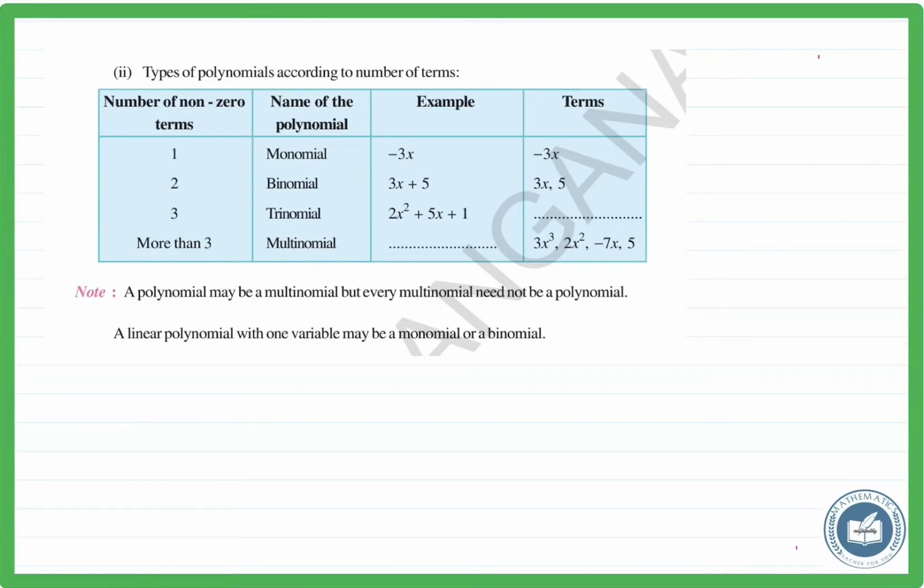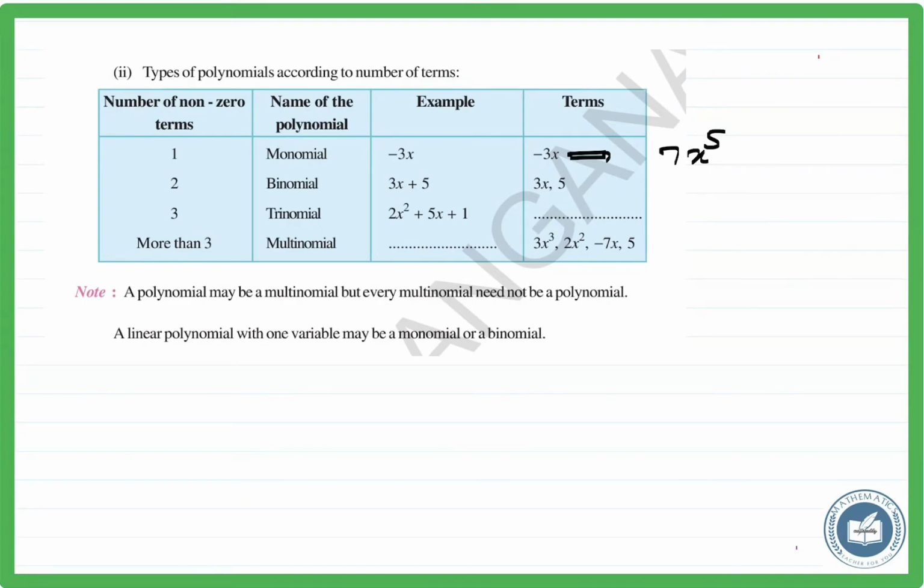If a polynomial contains only one term, that is called a monomial. For example, minus 3x. It need not be of degree 1. The condition you have to remember is that it need not be degree 1. Here you can write 7x to the power of 5. In this polynomial only one term is there, but its degree is 5. It satisfies the condition of a polynomial, and since it contains only one term, it is called a monomial.